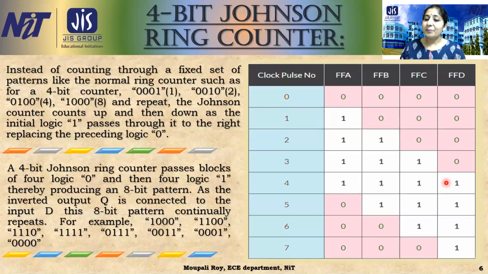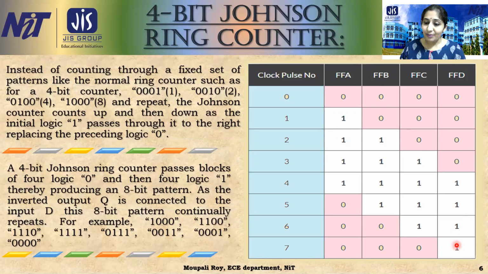Now the complement of this one came there, that means now it is 0. This one shifted there, this one shifted there, this one shifted there. In the same way, the complemented output comes there, that means this one 0, then this 0 shifting, this one shifting. Next, the complemented output of this one comes there. So this one is 0, this 0 shifts there, this 0 shifts there.